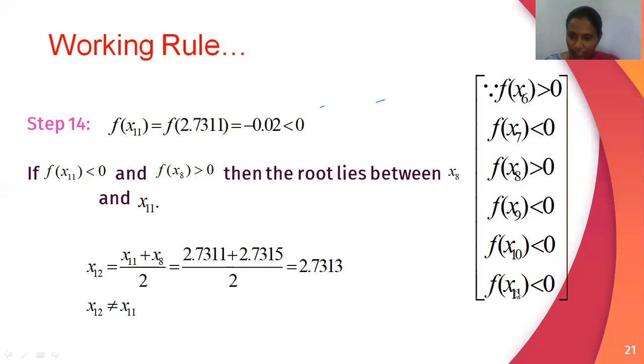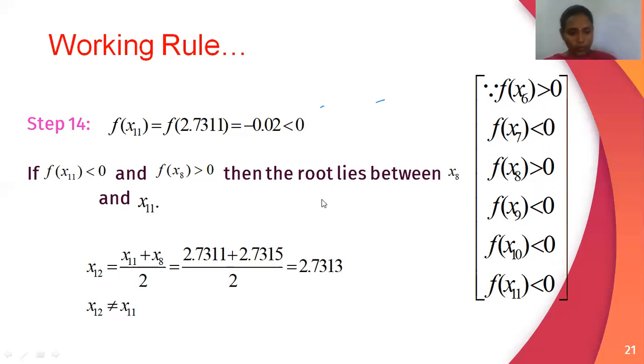F of x11 is negative, f of x10 is also negative. So what is f of x9? F of x9 is also negative. So all have the same sign, so go to the previous approximation, that is f of x8. What is f of x8 here? F of x8 is a positive value. So f of x8 is positive and f of x11 is negative. So the root lies between x8 and x11.